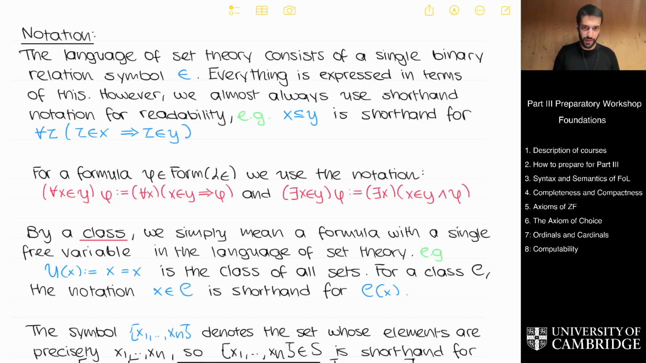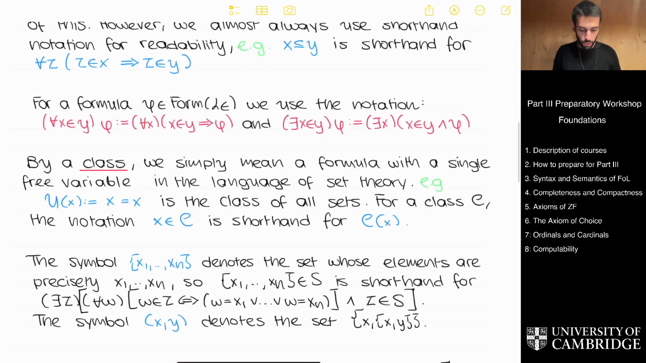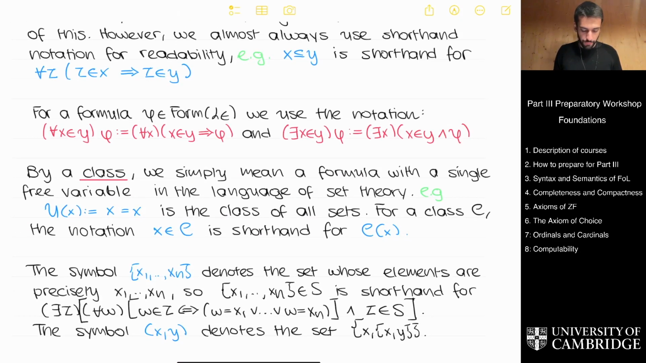It is very often that for practicality purposes, we use shorthand notation. For instance, the notation x is a subset of y is simply shorthand for: for all sets z, if z is a member of x, then z is a member of y. More shorthand notation: if phi is a formula in the language of set theory, then the notation for all x in y, phi, simply says that for all x, if x is in y, then phi, while the notation there exists an x in y such that phi says that there exists an x such that x is in y and phi.